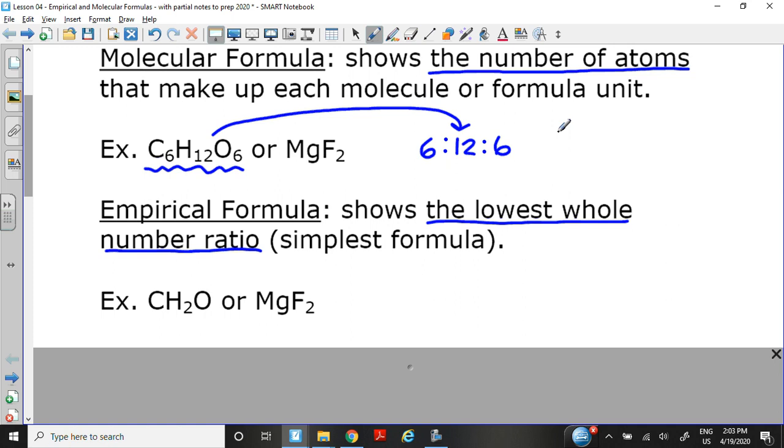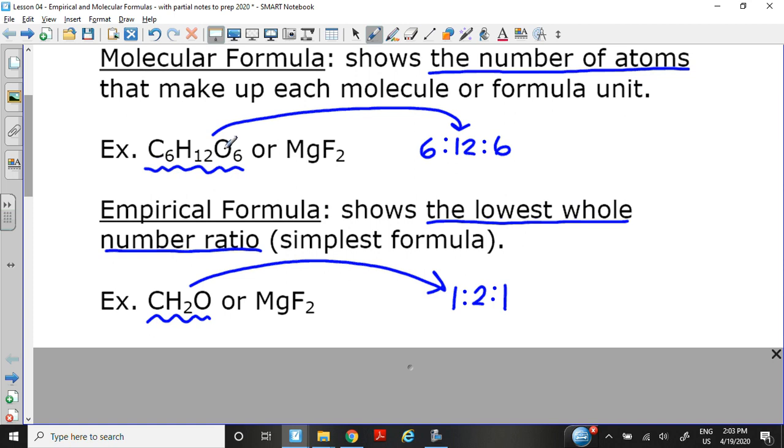If we wanted to know what its empirical formula would be, down here is actually an example of its empirical formula. When we look at this ratio 6 to 12 to 6, this is one that can definitely be simplified or reduced. We can divide all numbers by 6. So if we did that, we would get this formula. It would be 1 carbon to 2 hydrogens to 1 oxygen.